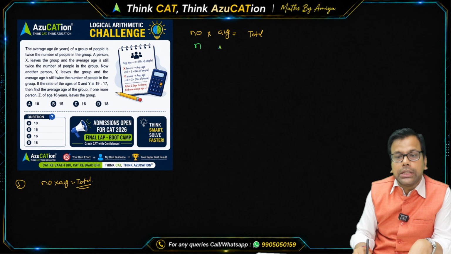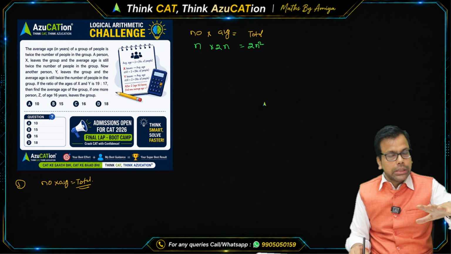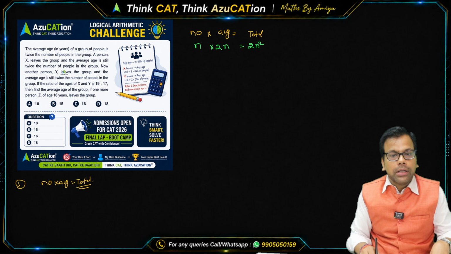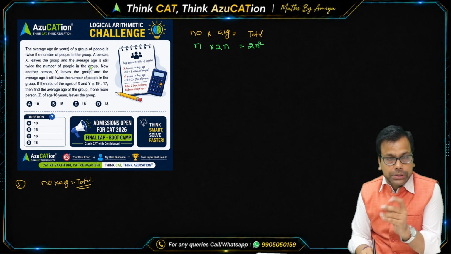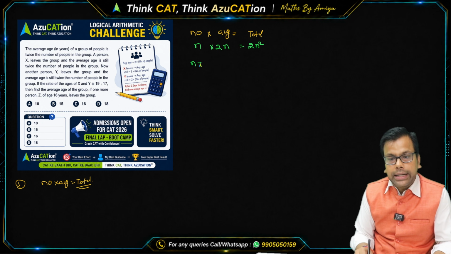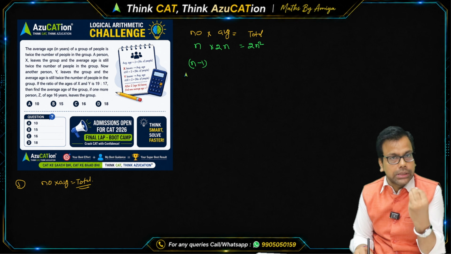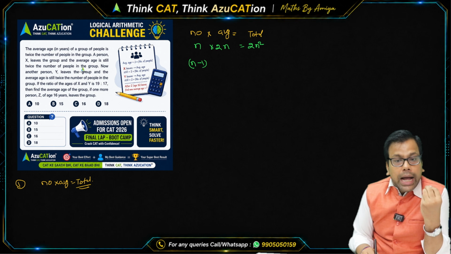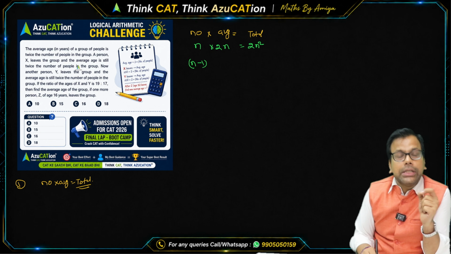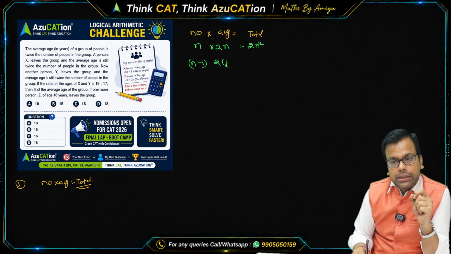So as per the condition, the average is 2n and the total is equal to 2n square. So the grand total is equal to 2n square. Now, when x leaves, meaning one person leaves, then n minus 1 is the total number of people. And again, the average is still twice the number present in the group, 2(n minus 1). So if we multiply, this data is 2(n minus 1) whole square.